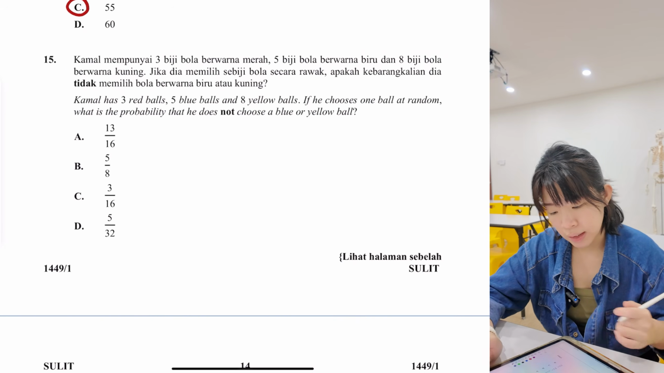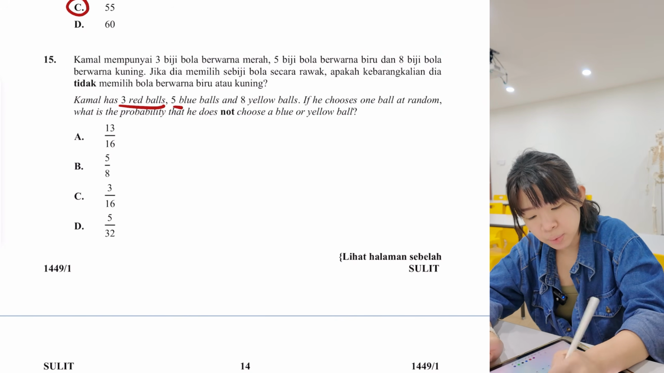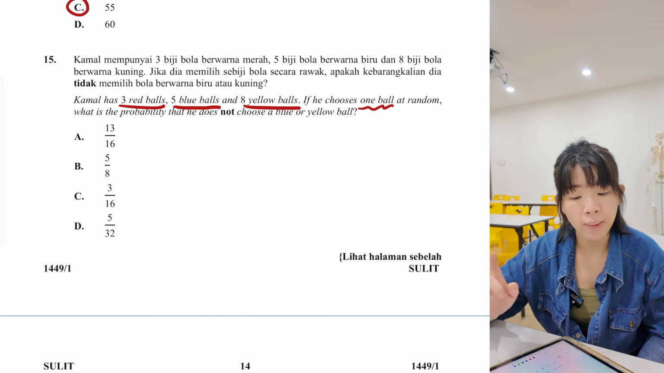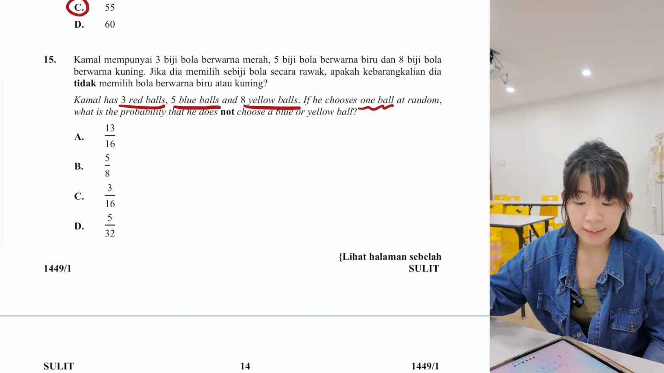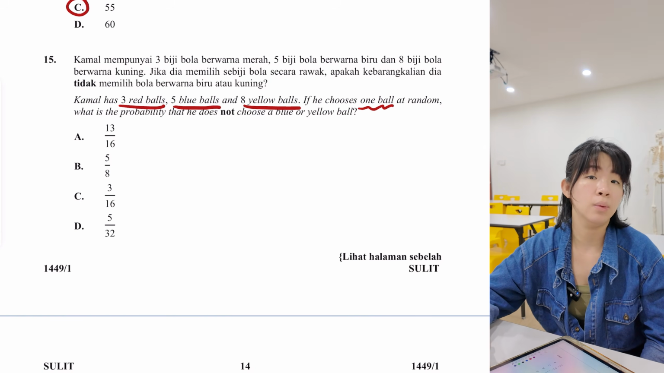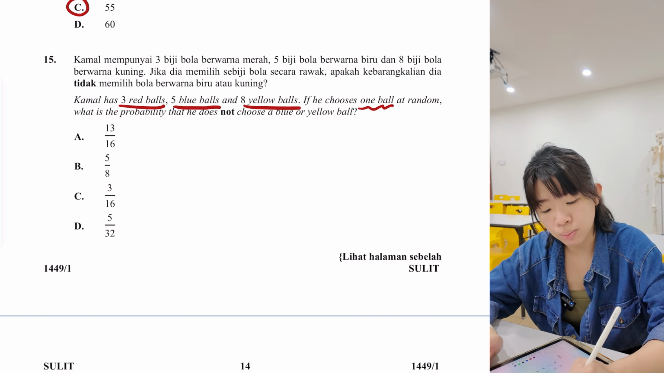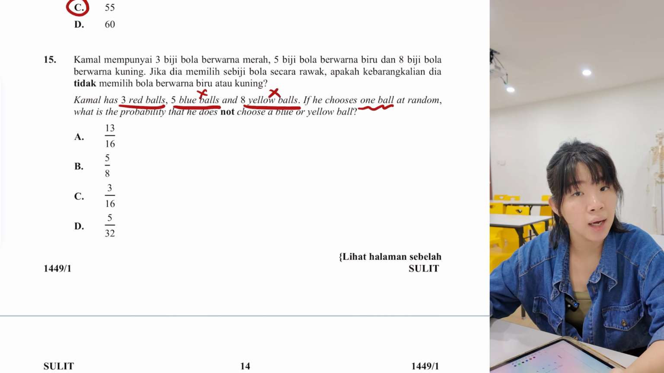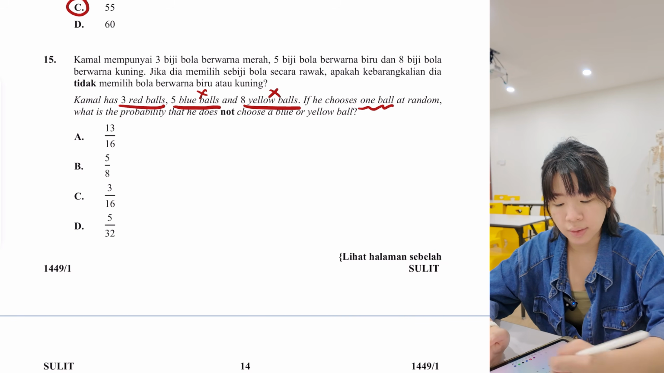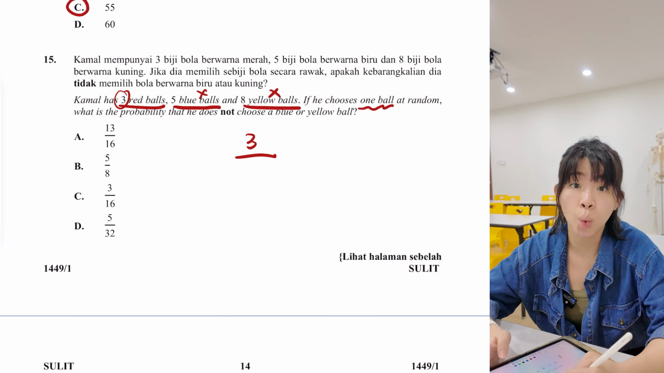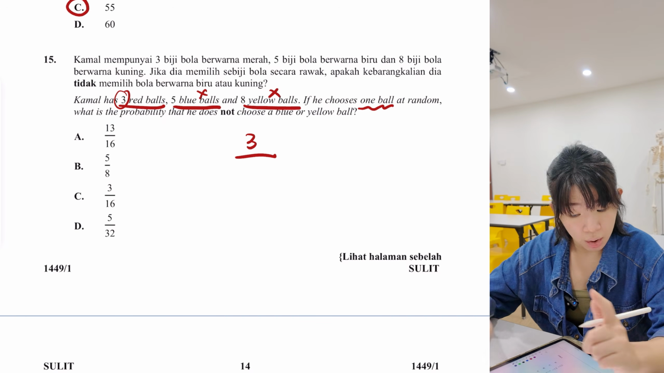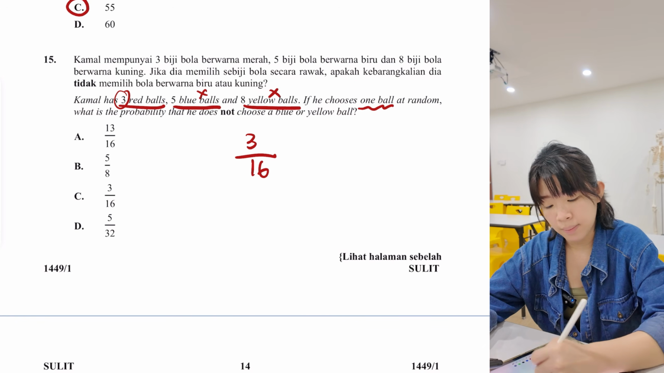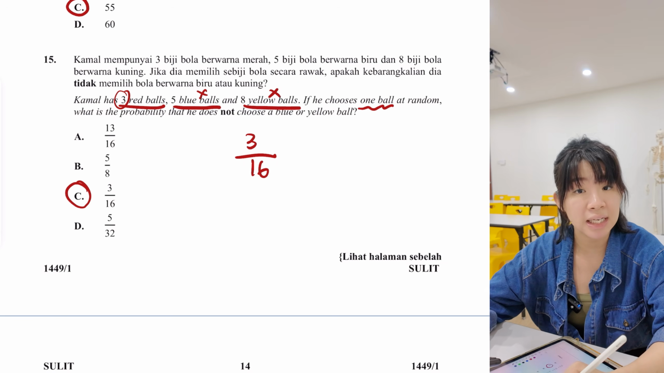Okay, so 15. Now, Kamal has 3 red balls, 5 blue balls, and 8 yellow balls. If he chooses one ball at random, what is the probability that he does not choose a blue or yellow ball? So he does not choose blue. Don't want blue, don't want yellow. Meaning, Kamal want red. Correct, red. So what is the probability of red? There are only 3 red balls over total. Total how many balls? Total 3 plus 5 plus 8, they are 16. So the probability, straight away, we get answer C, 3 over 16.